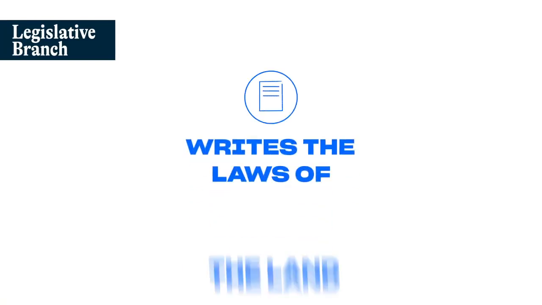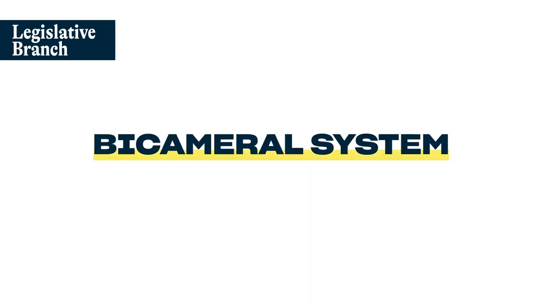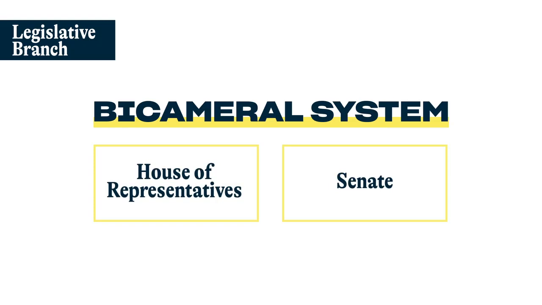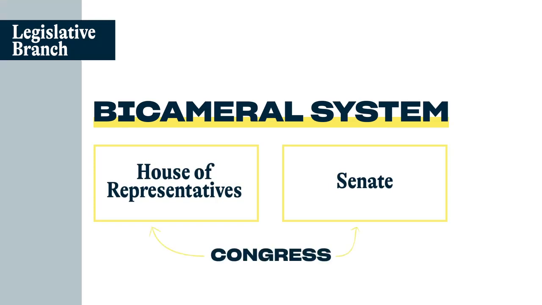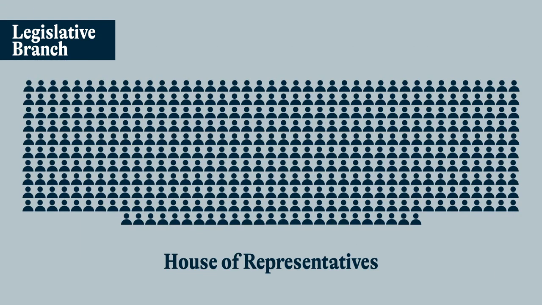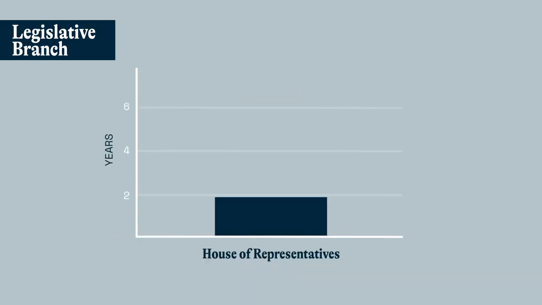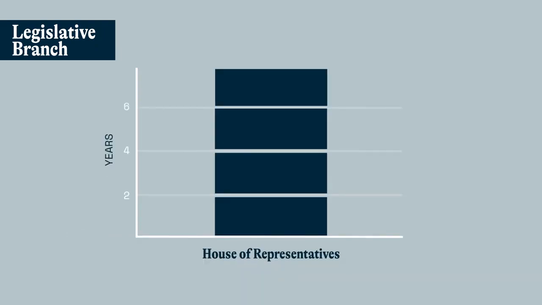Legislative branch. First, the legislative branch writes the laws of the land. The U.S. federal legislative branch is a bicameral system, meaning it has two bodies. These bodies are the House of Representatives and the Senate, also known together as Congress. The House of Representatives is capped at 435 members and is representative of citizens based off of state population. Because representation is based on population, some states only have one member while others have many. Each member in the House can serve unlimited 2-year terms, modeled to keep members accountable and responsive to their constituents.